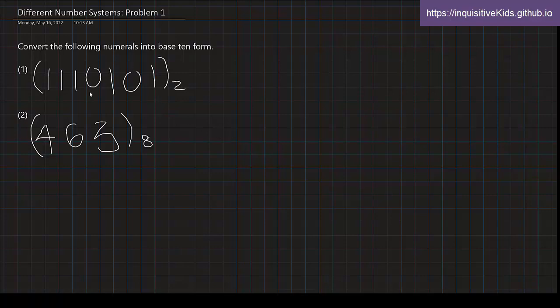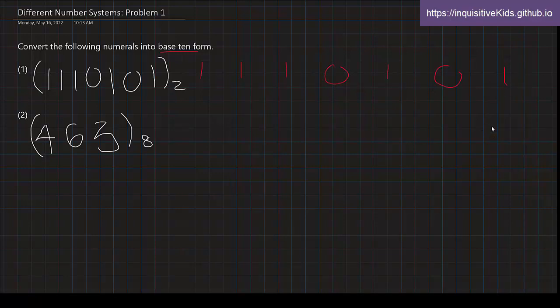Convert the following numerals into base 10 form. So we're actually not being asked about a lot. This is pretty simple. We're just going to look at these two numbers and convert them to base 10. So our first one, remember, do not confuse this with 1,110,101. No, remember, this is in base 2. So first, I'm going to write this out, but clearly. So 1, 1, 1, 0, 1, 0, 1.